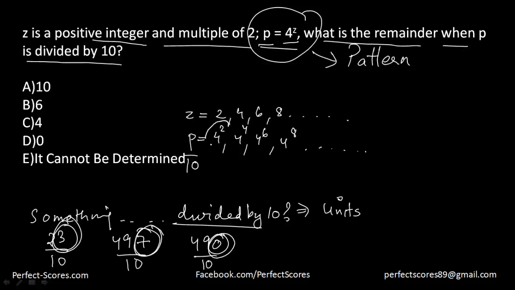So what is the units digit of 4 to the power 2? It's 16, so the units digit is 6. What is the units digit of 4 to the power 6? It's 4096, so the units digit is 6. What is the units digit of 4 to the power 12? It's again 6.